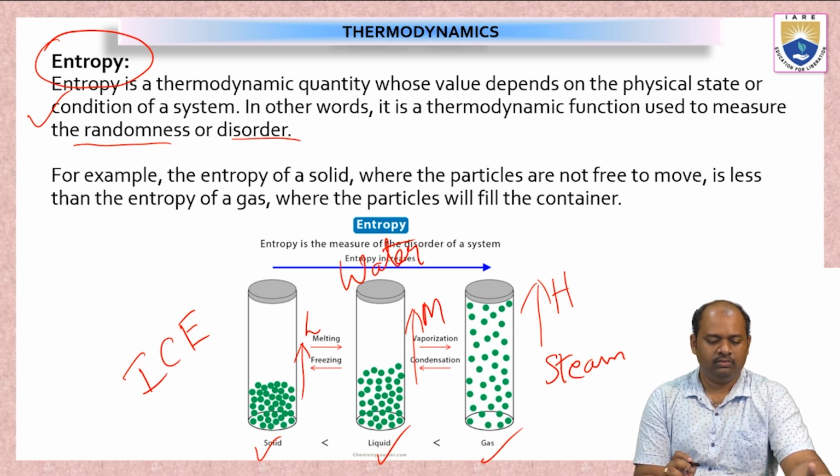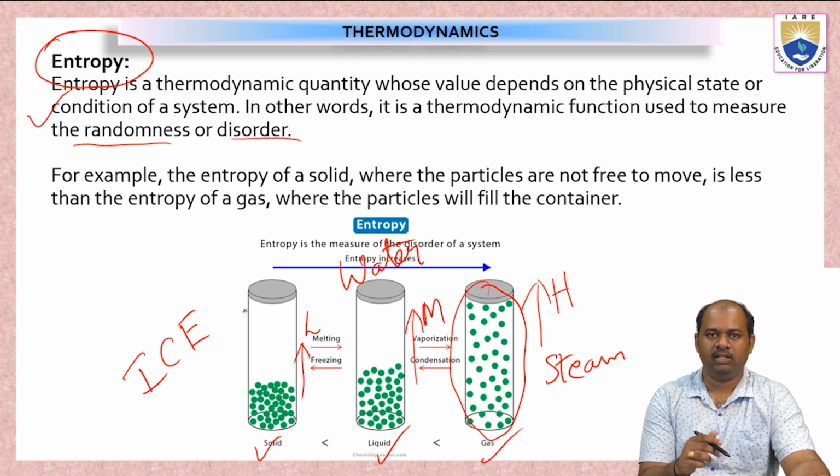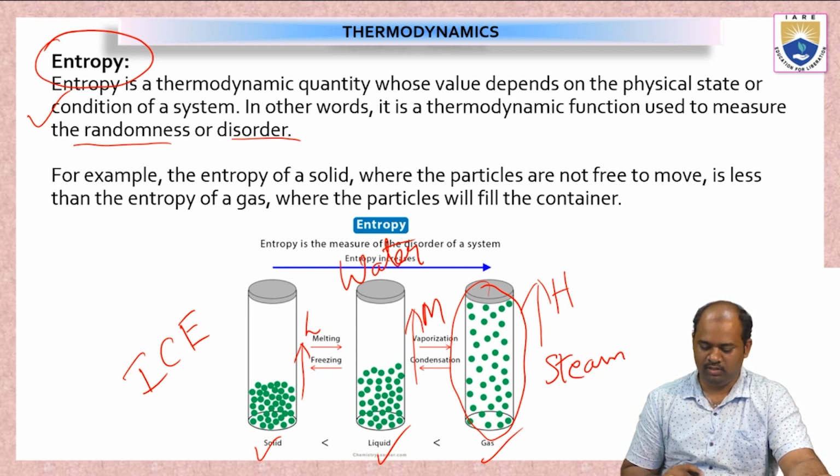Okay. Now, for example, the entropy of a solid, where the particles are not free to move, is less than the entropy of a gas, where the particles will fill the container. So in these three pictures, we can see the particles are fully dispersed inside the container in the third one, because it is in the gaseous state, the particles are loosely arranged. Whereas in solid state, the particles are very tightly fixed and they are at the bottom of the container. So this is one property, entropy.